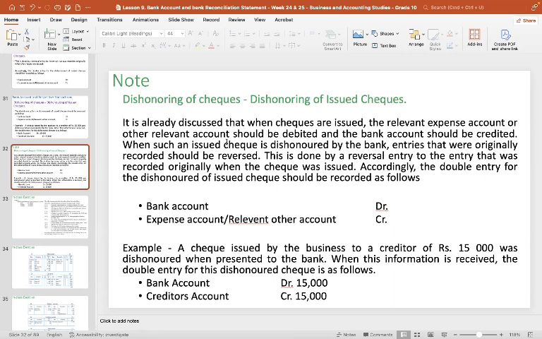Example: a check issued by the business to a creditor of rupees 15,000 was dishonored when presented to the bank. When this information is received, the double entry for the dishonored check is as follows. Bank account debited by 15,000, creditor's account credited by 15,000.